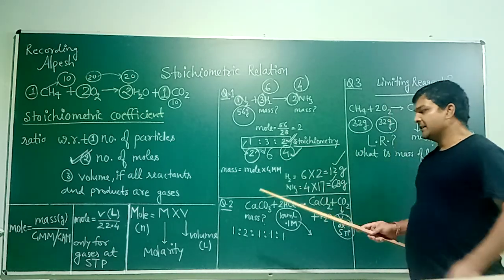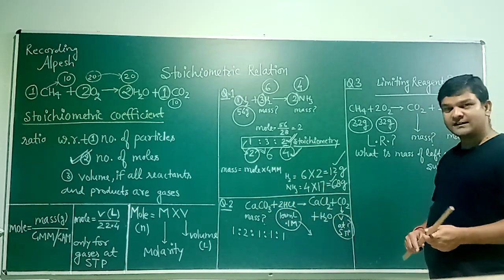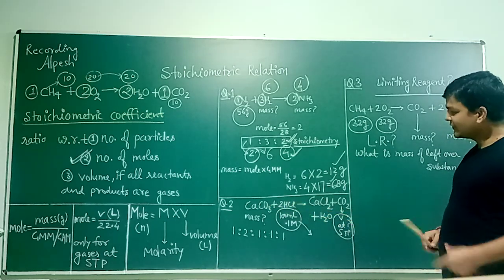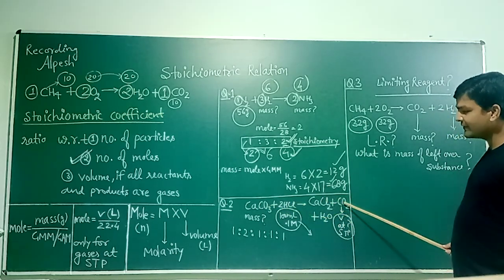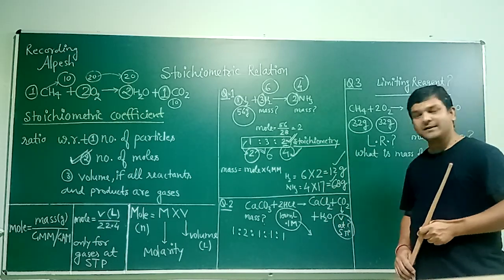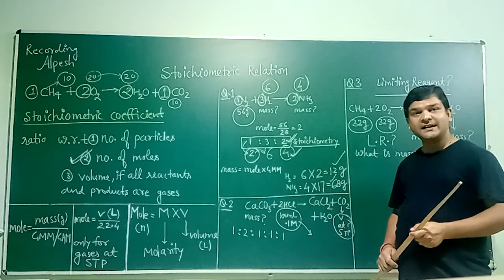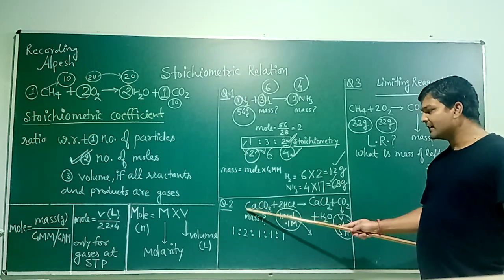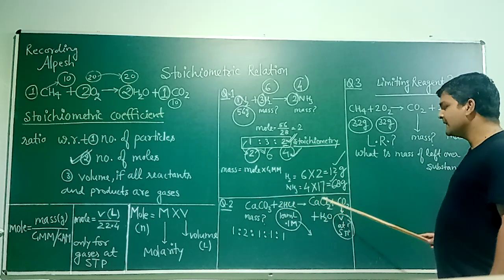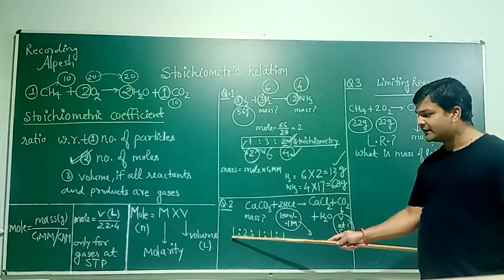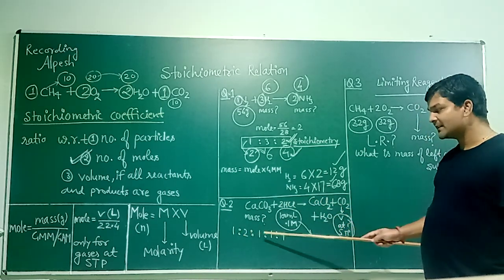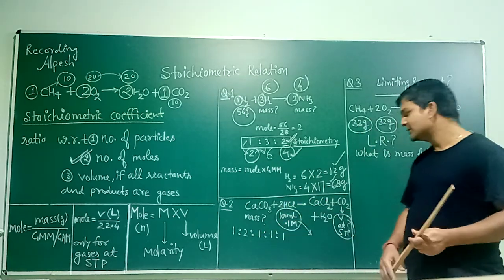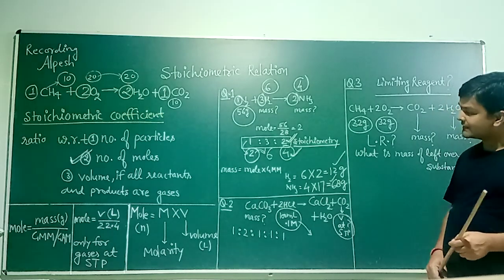Another example, calcium carbonate. It is limestone. Calcium carbonate reacted with HCl to form calcium chloride, carbon dioxide and water in a chemical reaction. Once again, it is a balanced chemical equation. You can see the stoichiometric coefficients are 1, 2, 1, 1 and 1, which I have written here respectively. Only for HCl the stoichiometric coefficient is 2. For the rest the stoichiometric coefficient is 1.